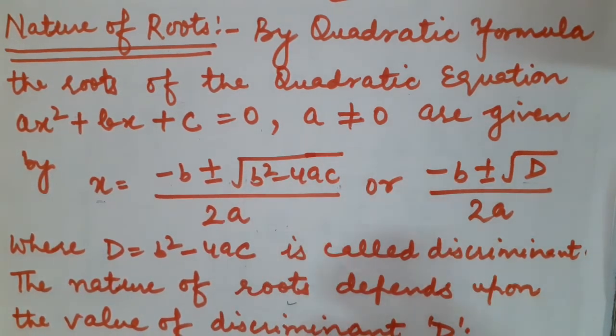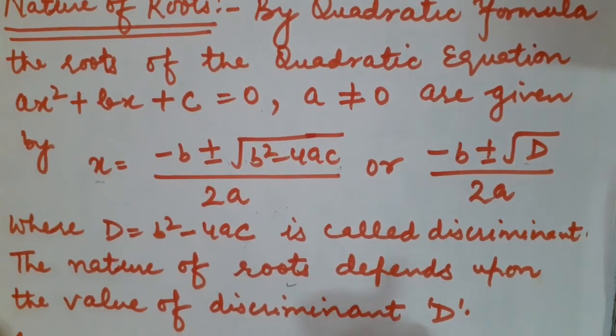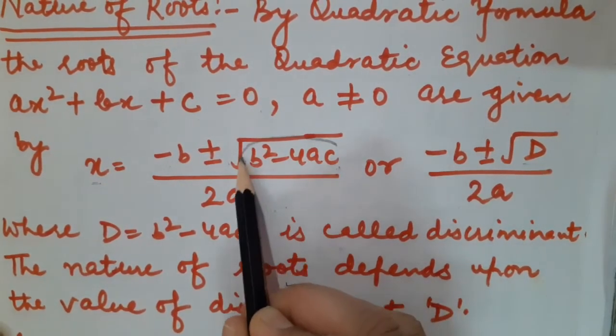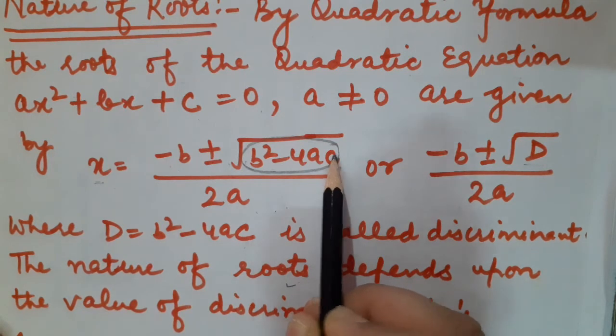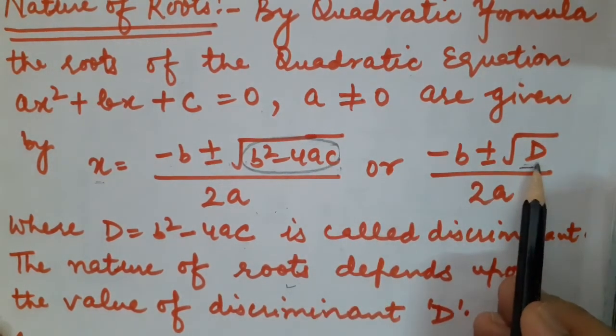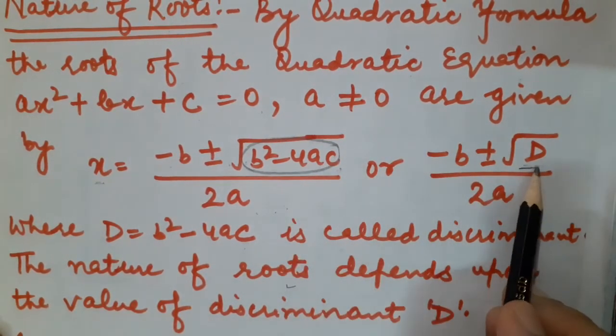Correct children? Now always remember one thing. Whatever I am saying again and again, that is b square minus 4ac, this is actually known as discriminant. So I can replace it by D.